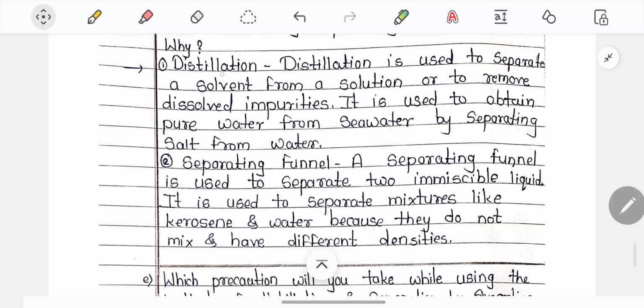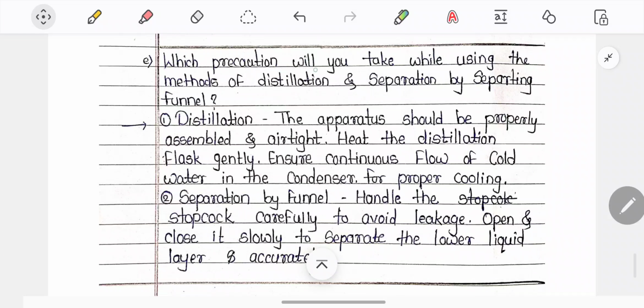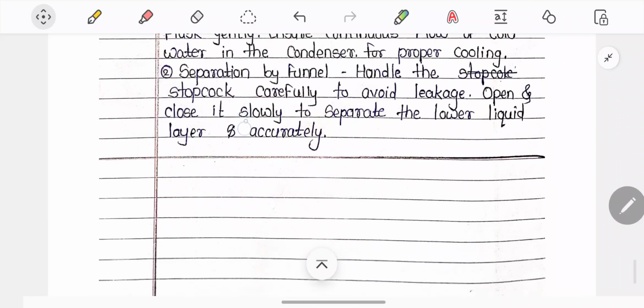Next question: where are the methods of separating by distillation and by separating funnel used and why? So here is distillation and the separating funnel. Question E: which precautions will you take while using the method of distillation and separating by separating funnel? So here are the precautions we will take during distillation and separating funnel.